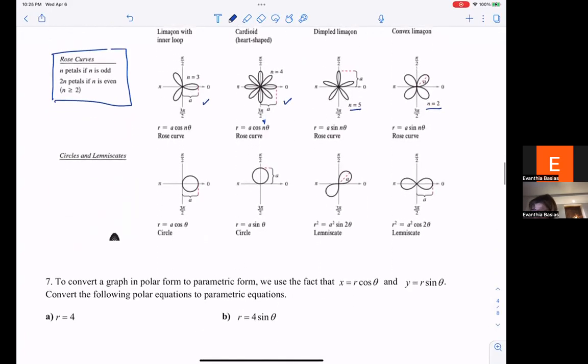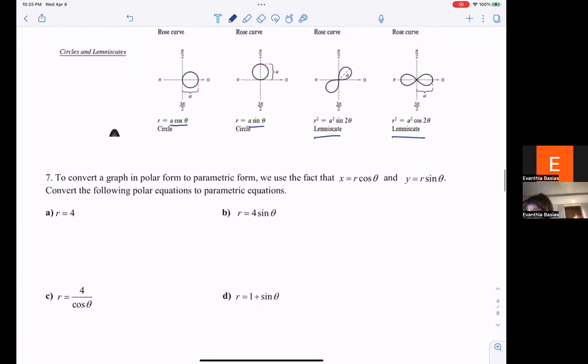All right, and then we've got other circles, a number cosine theta, a number sine theta, again, symmetry with respect to the x-axis and y-axis. And depending on what A is, if A is positive, then we have it to the right or above. If A is negative, it would be to the left or below. And then, of course, we've got lemniscates in this form, but I find that circles, roses, and limacons, cardioids, are the most popular.